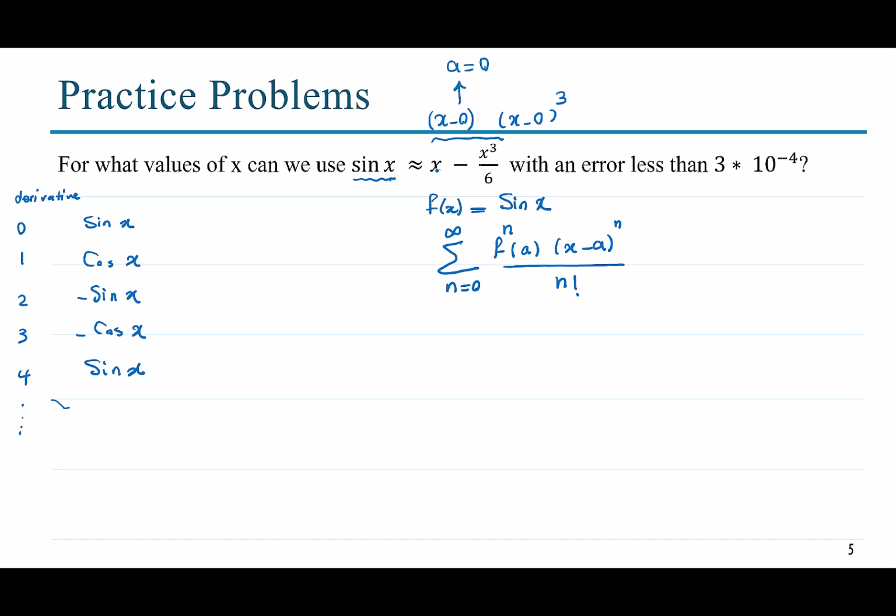So if I had x minus 2 to the power of 3, then my a would be 2. So I know that my a is 2. So these are my derivatives at x, and now my derivatives at a, which is 0, is the first one. Sine of 0 is 0, then 1, again 0, negative 1, 0.